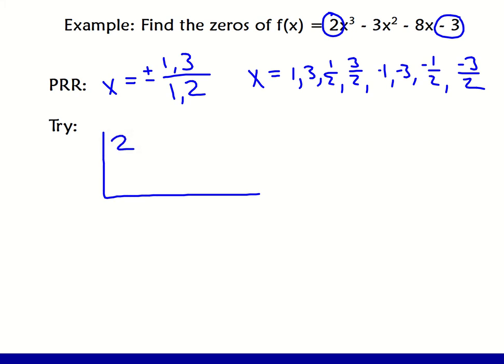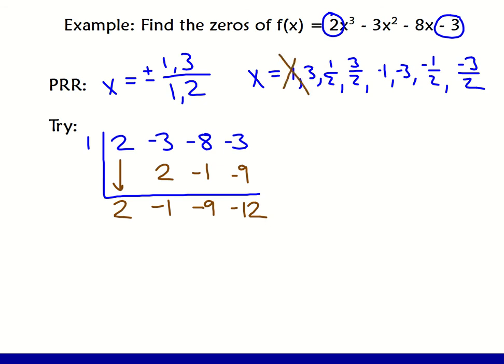I'm going to set up synthetic division. So 2, -3, -8, -3. And I'm just going to try x equals 1. So I'm going to put 1 on the outside and see what happens. If this is a root, then I know that I will have a remainder of 0 because it means that the factor of x minus 1 must divide cleanly, since this would go through the point 1, 0. So I'm going to drop down the first term, and then I'm going to multiply and add, multiply and add, multiply and add, and I did not get 0, which means that x equals 1 is not a root.